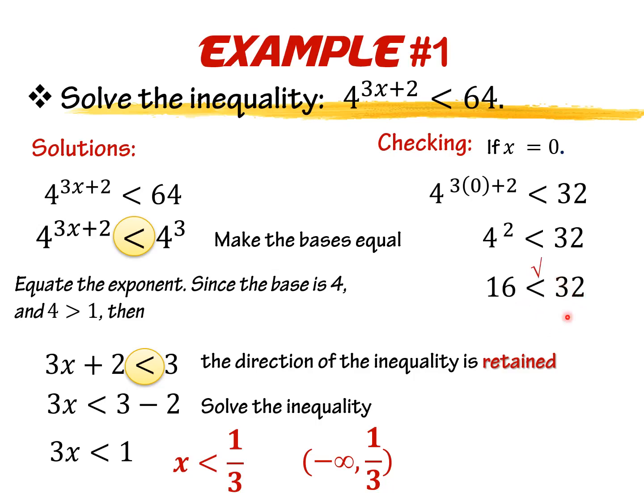So this is true. You can still use other values less than 1/3. For example, you use -1 and you substitute it here. Your checking will always be true. So this will be your solution set. I hope that is clear.